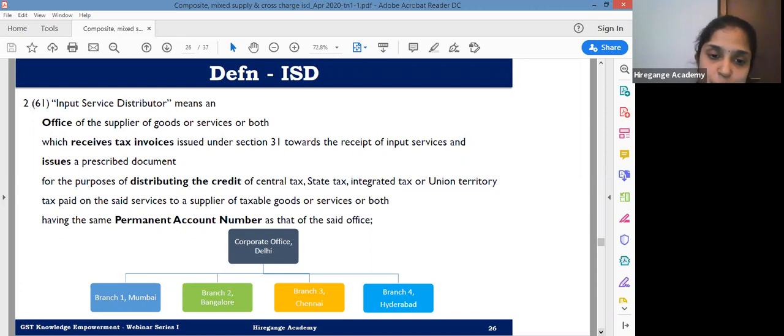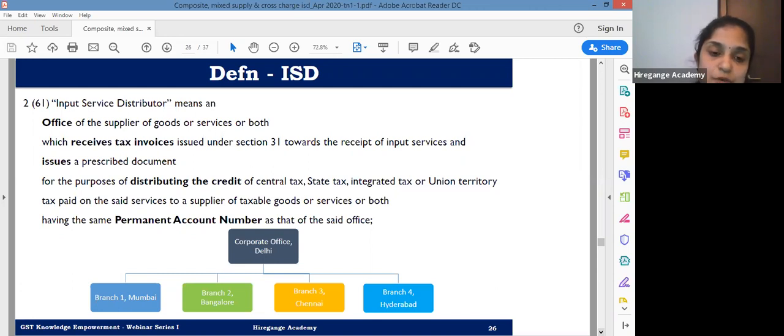So an example would be a corporate office located in Delhi, with one branch in Mumbai, one in Bangalore, one in Chennai, and one in Hyderabad. The point which comes up is that the corporate office in Delhi is going to be receiving 2-3 kinds of invoices from the vendors.